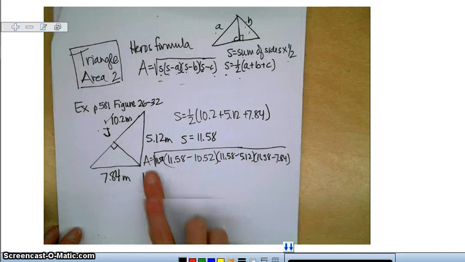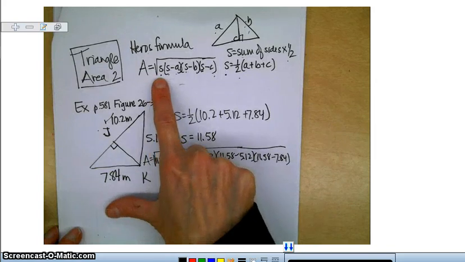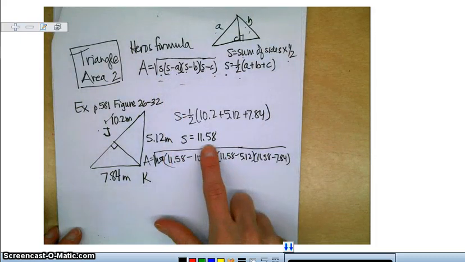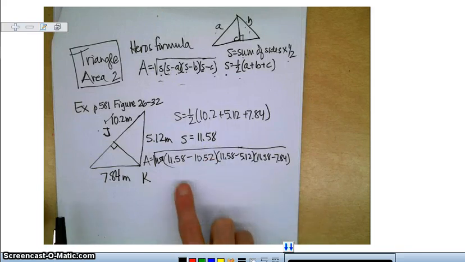And then we were plugging them into the formula. Everywhere there's an S, I'm going to put 11.58, that's the sum of the sides times 1/2, or divided by 2. And then I take that and subtract each of the sides from there.